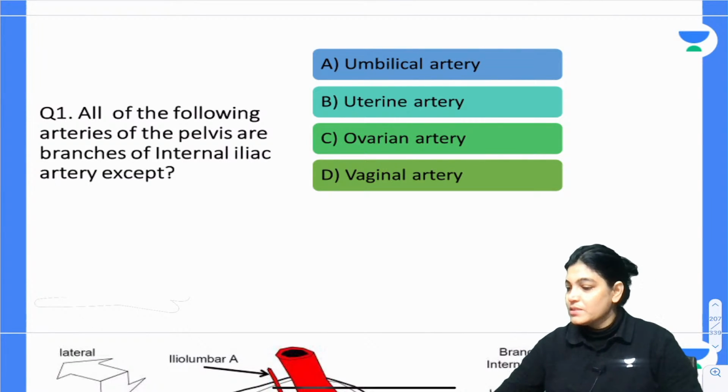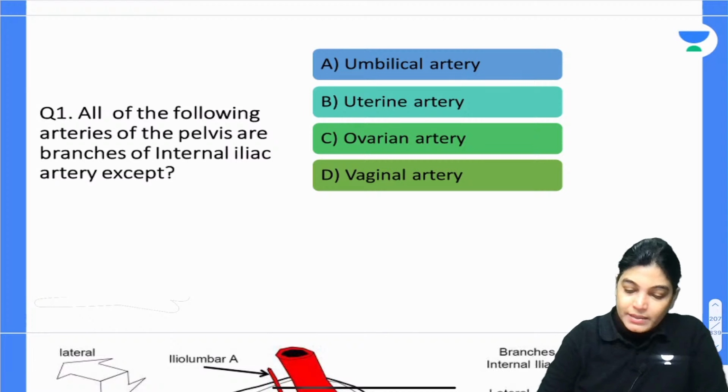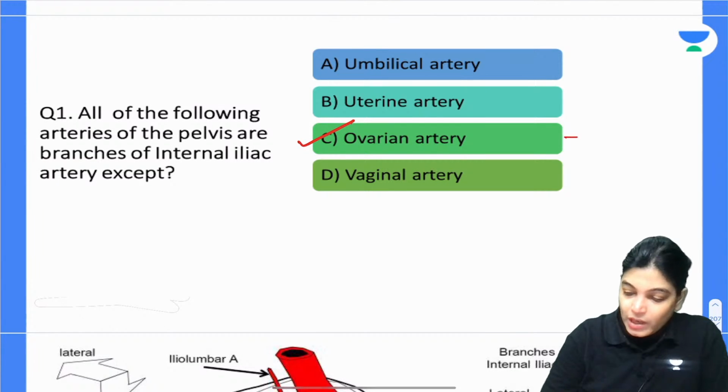Okay, my dear aspirants, please mark the correct answer. Okay, so let me mark it. The correct answer is ovarian artery. Ovarian artery is the correct answer because it is a direct branch of the abdominal aorta.